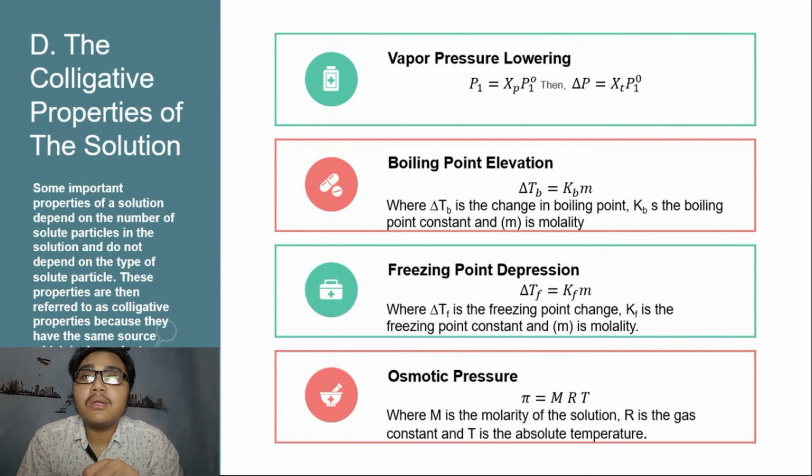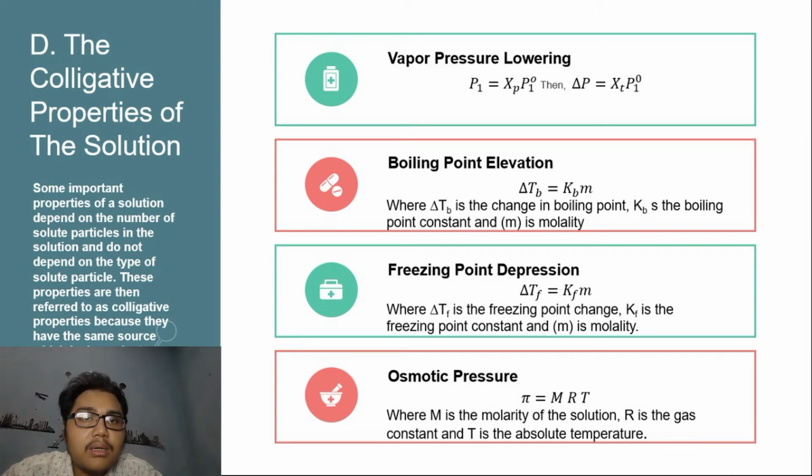D. The colligative properties of the solution. As you can see, the colligative properties are divided into four. First, vapor pressure lowering. The second, boiling point elevation. The third is freezing point depression. And the last one, osmotic pressure.